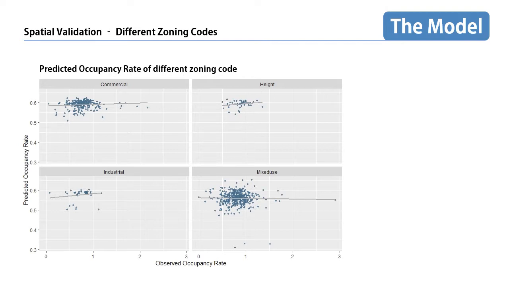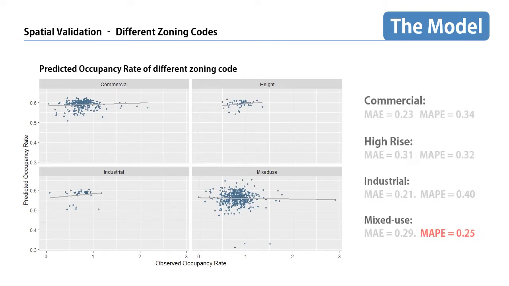Here is the spatial validation result based on different zoning areas. As you can see, our model performed quite well in the mixed-use area, but not so good in the industry area. The main reason is we got enough data in the mixed-use area, but not so much data in the industry area.